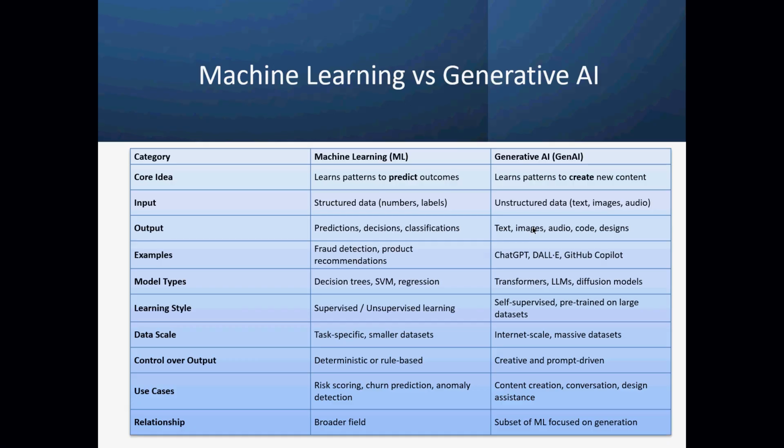So machine learning algorithms are mostly deterministic. That means they know if you give the same input, it will always produce the same output. But generative AI is non-deterministic. That is the biggest issue we have in automating some of the workflows in generative AI.